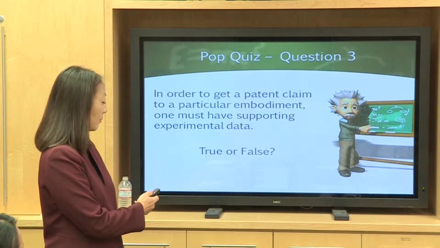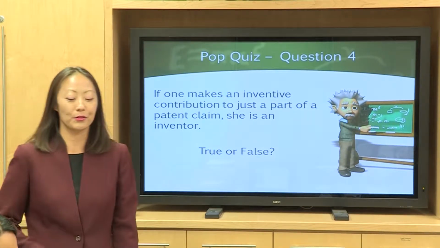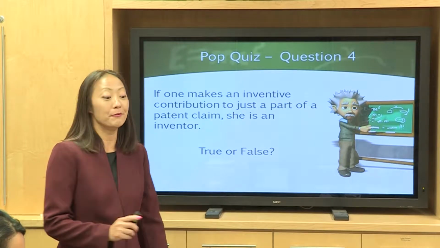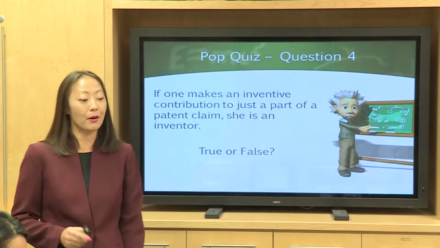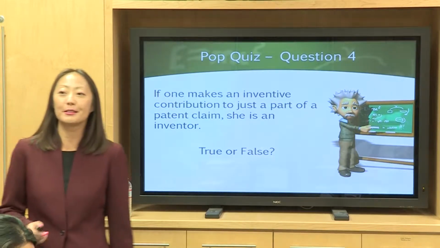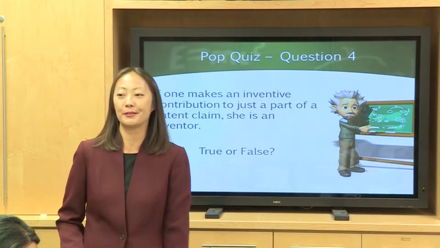I'm pressing the wrong button. That's me, operator error. If one makes an inventive contribution to just a part of the patent claim, she is an inventor. True or false?